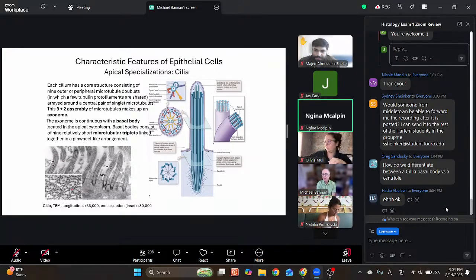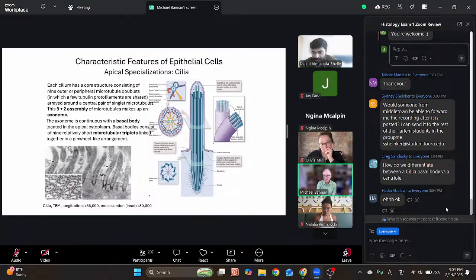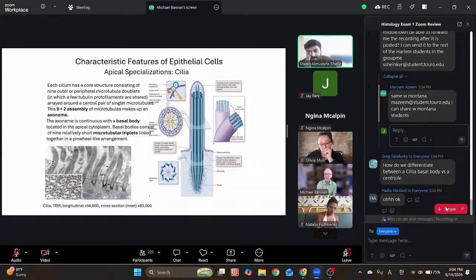Hi, good afternoon. I just wanted to confirm for the axoneme, it's microtubular triplets, not doublets, correct? No, the axoneme is microtubular doublets in a 9+2 configuration. The basal body is the base. Okay, triplets in a pinwheel formation, gotcha. Thank you very much. I'm glad you asked that.